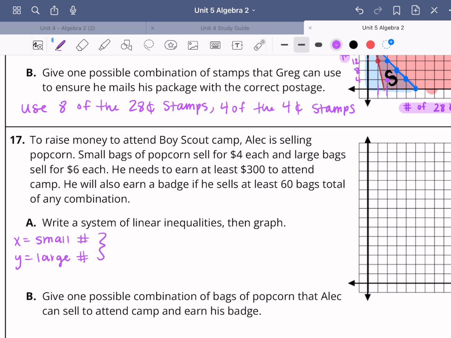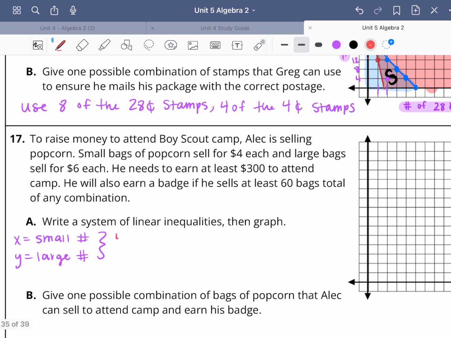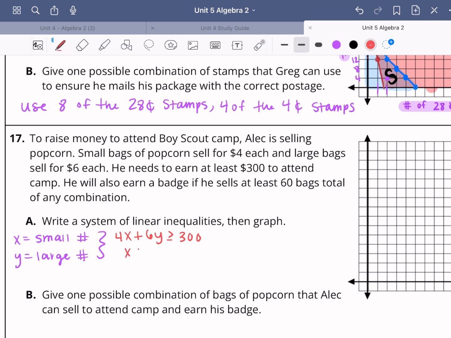So in our system, if small bags are $4 each, we'll have 4X. Large bags are 6, so 6Y. We need this to add up to at least $300. So we're going to do greater than or equal to 300. For the second equation, he can also get a badge if he sells at least 60 bags of popcorn. Doesn't matter how many are small or how many are large. So the total between small and large bags, we want to be greater than or equal to 60.